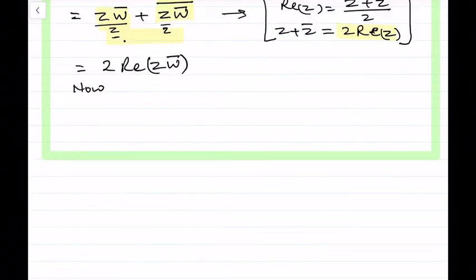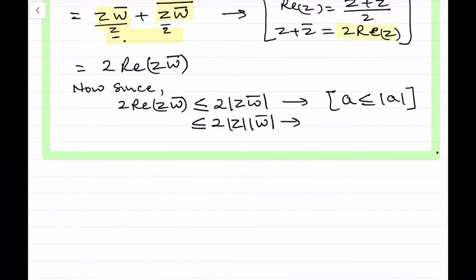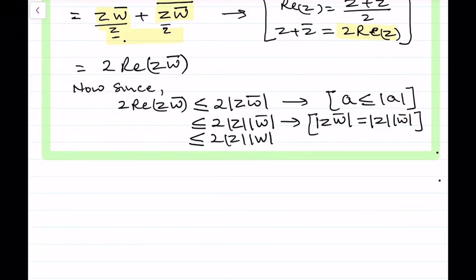Now 2 Re Z times conjugate of W will be less than or equal to 2 times modulus of Z times conjugate of W, because we know that any real number a will always be less than or equal to its modulus. Now mod of Z times conjugate of W can be written as mod of Z times mod of conjugate of W because of the identity mod of ZW is equal to mod of Z times mod of W. Now again, mod of conjugate of W is equal to mod of W because of the identity mod of Z is equal to mod of its conjugate.